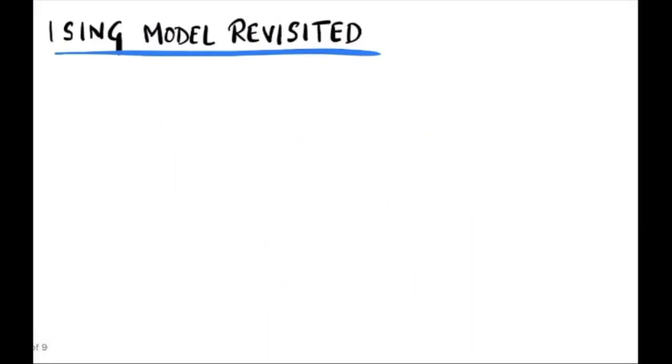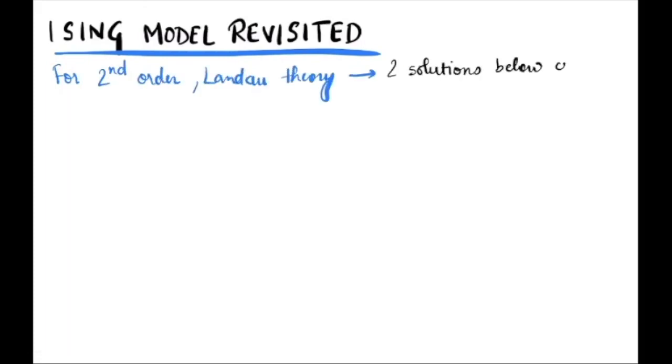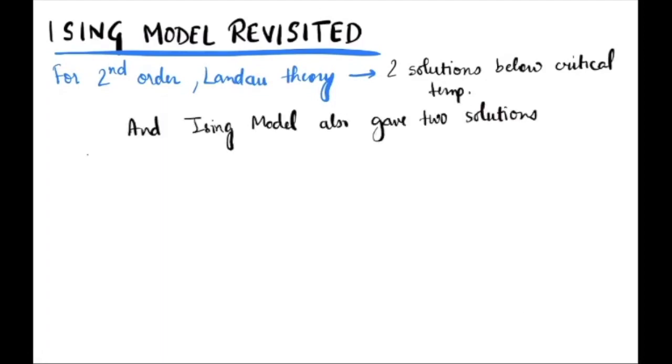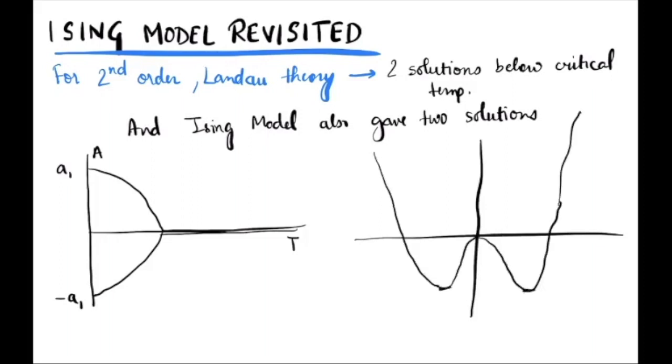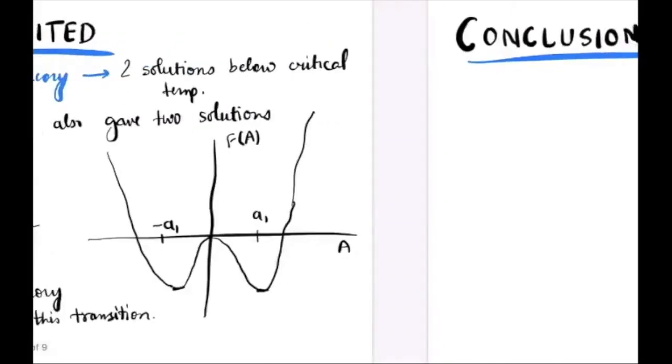Now as promised, if we revisit the Ising model, we know that for second order, the Landau theory gave two solutions below the critical temperature, and we saw that the Ising model also gave two solutions. From these graphs, we can see that there were two values of magnetization below the critical temperature, and from the Landau theory as well, we see that there are two minima. That means the system can reside in two equilibrium states, or there are two possible values of the magnetization which the system can have. Thus, we can see that the two results complement each other. Thus, Landau theory can explain this transition very well.